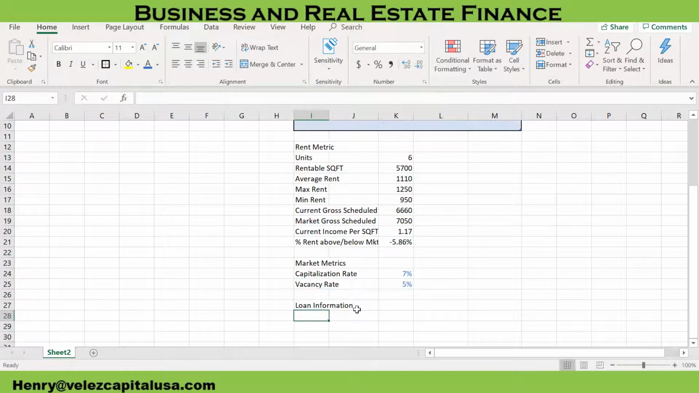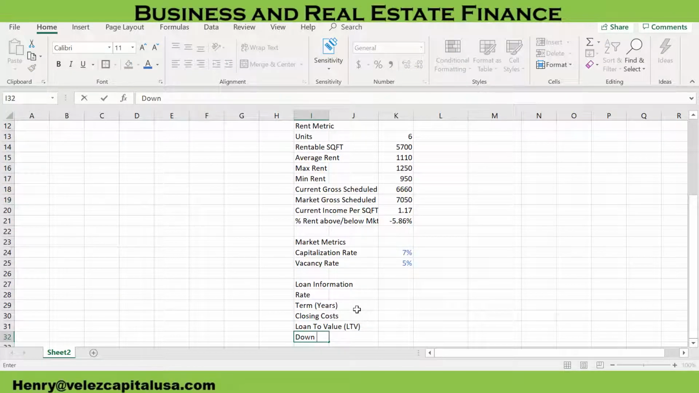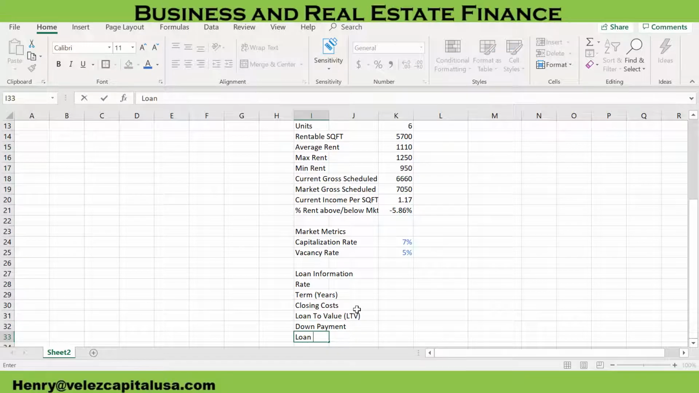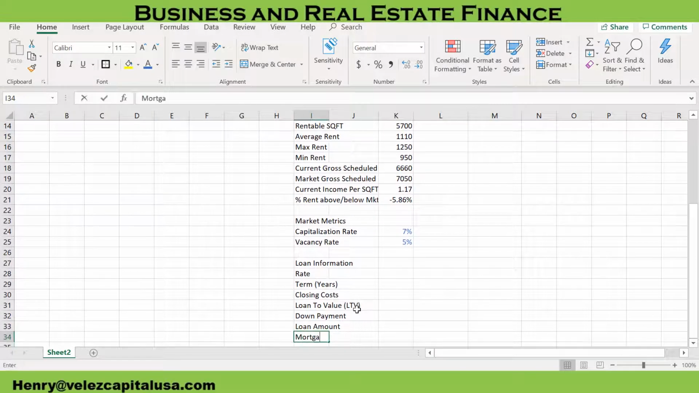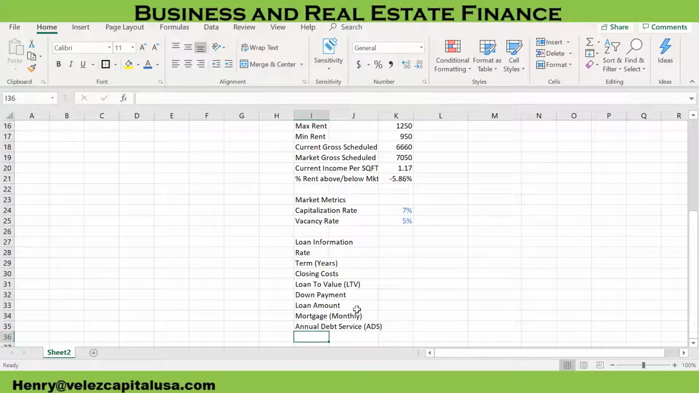Now we're going to build out some loan information. So rate, term in years, closing costs, loan to value, down payment, loan amount, monthly mortgage, your monthly mortgage payments, your annual debt service, which is basically that multiplied by 12, which is something you need to know, and your cash due at closing. Some of these we're going to have to return to build out.